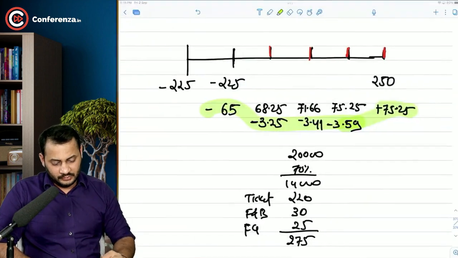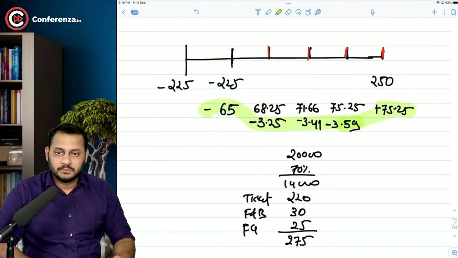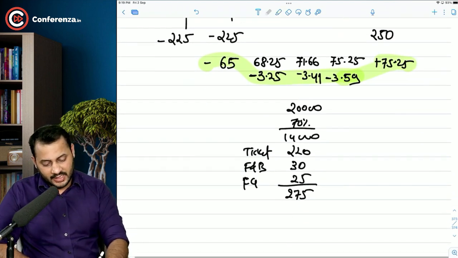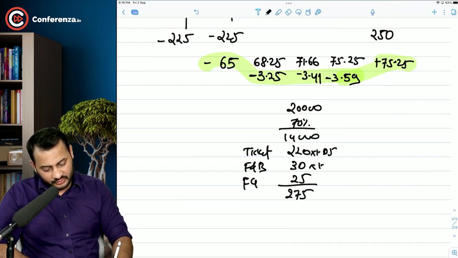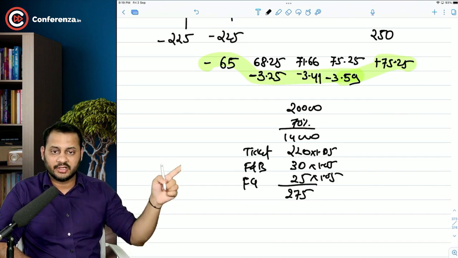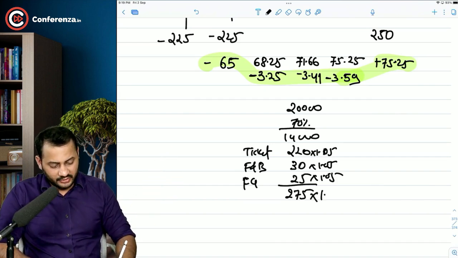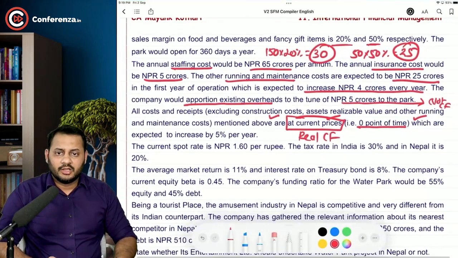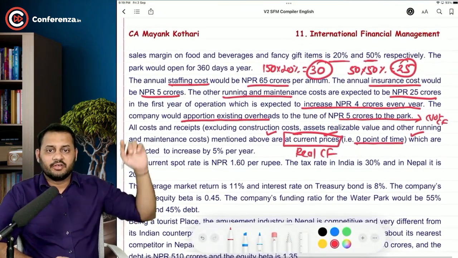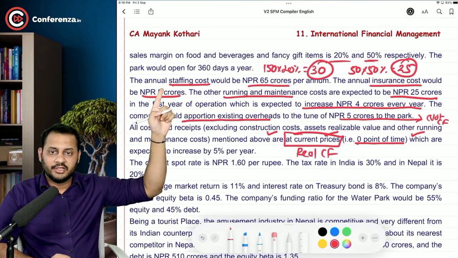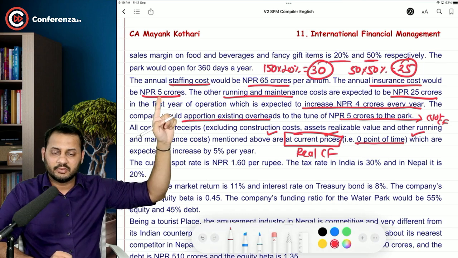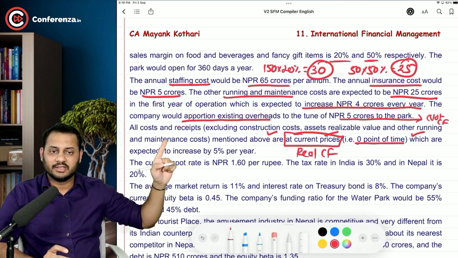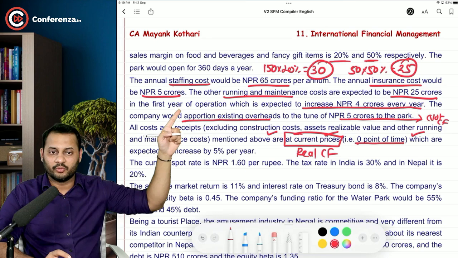Okay, sir. Apart from that, this will also increase by 5%, this will also increase by 5%, this will also increase by 5%. Ticket, fancy goods items and all this. Means you can directly increase this part, 275, by 5%. Very easy to do that. And what else is given? Acha. Staffing cost of 65 crore will also increase. Insurance cost of 5 crore will also increase by 5%. They are only saying that the running and maintenance cost will not increase by 5%. It is already increasing by 4 crore rupees every year.